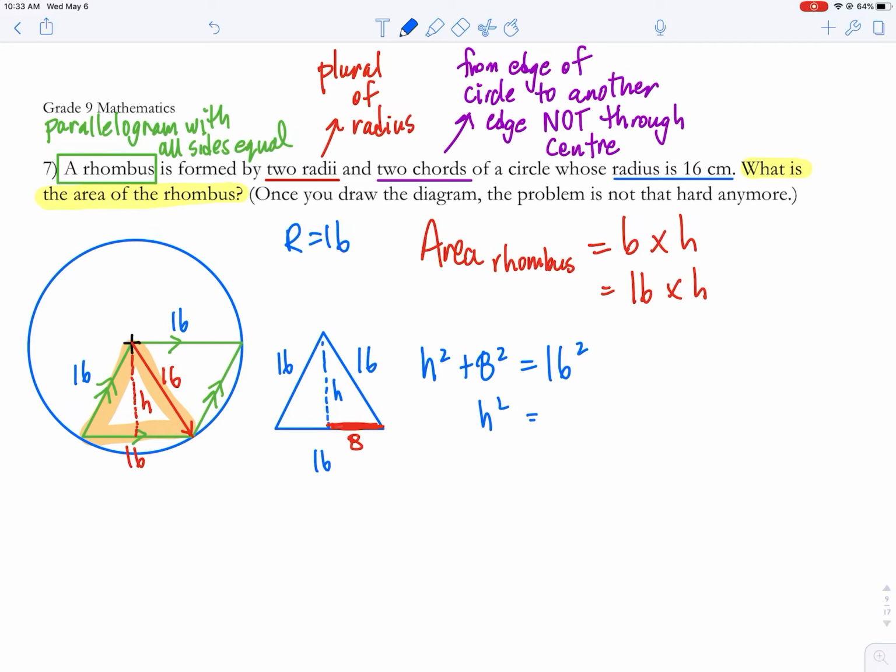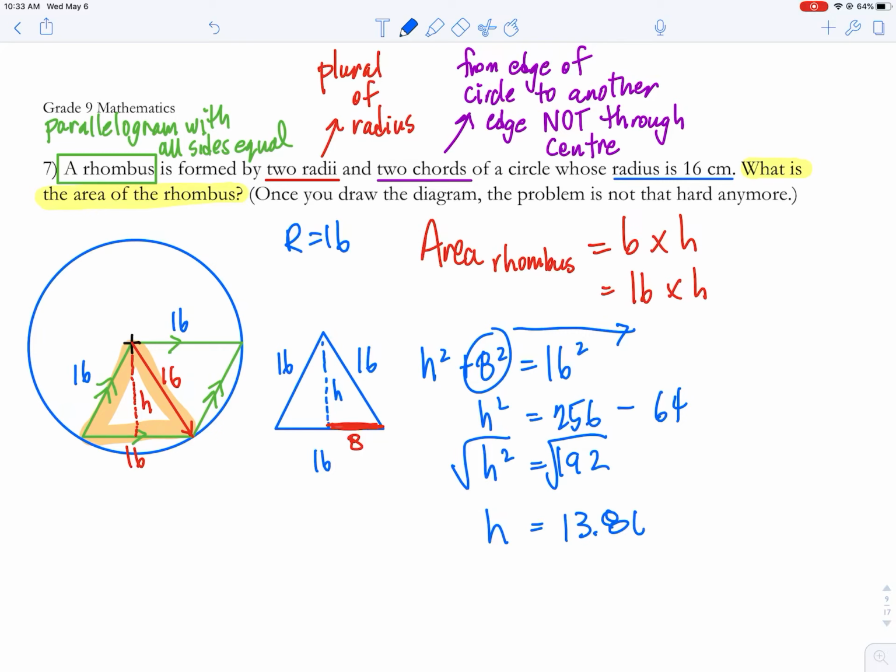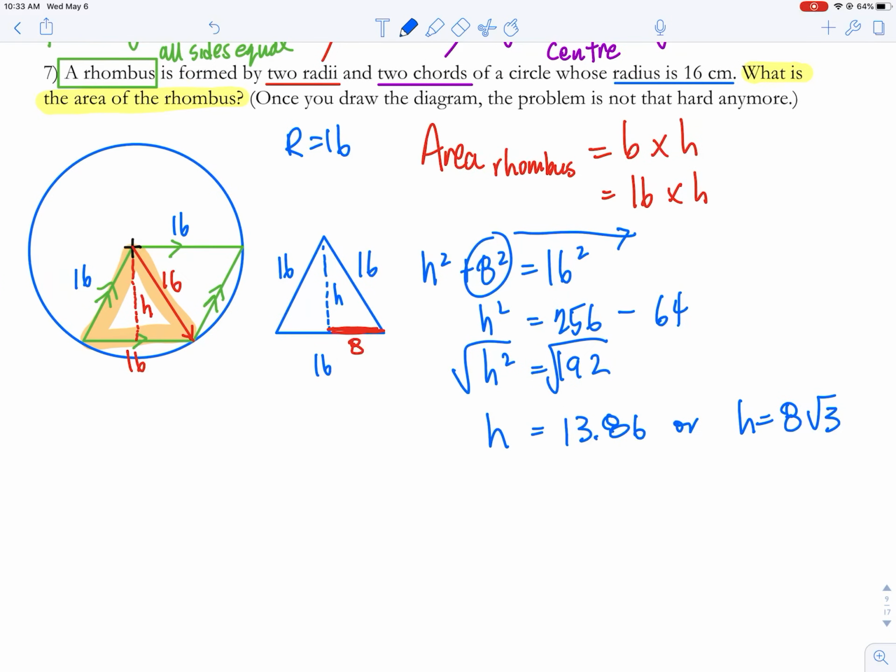So H squared is going to equal 256. I'm going to take that 8 squared and bring it over to this side and subtract it. So minus 64. So H squared equals 192. I would square root both sides. When we square root 192, we get either, in decimal form, 13.86, or the square root, which would be 8 root 3. That would be more precise. So we've solved for the height.